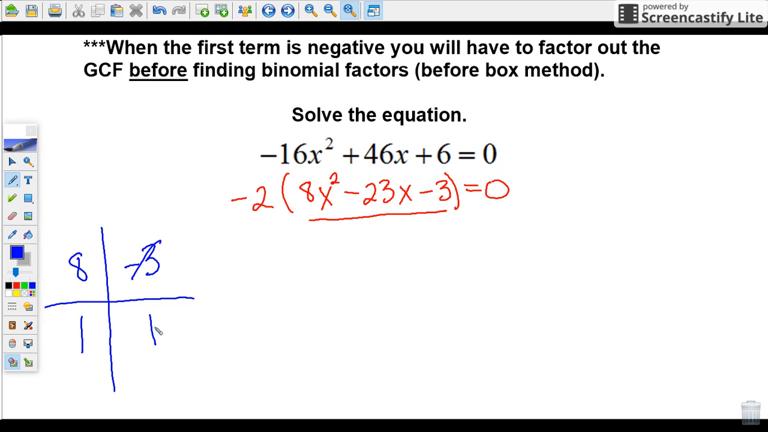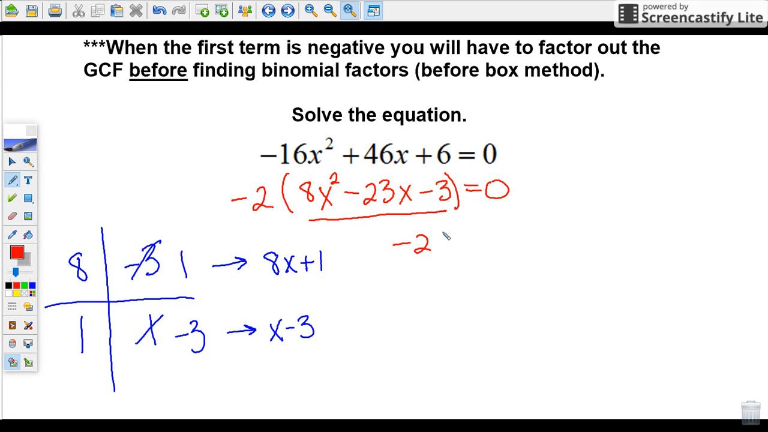So let's try flipping these things around. 1 up here, negative 3 down here. 8 times negative 3 is negative 24. 1 times 1 is 1. Negative 24 plus 1 is negative 23. That's what we wanted. So right here are my binomials. This row is 8x plus 1. This row is x minus 3. So I'm going to continue my work here.